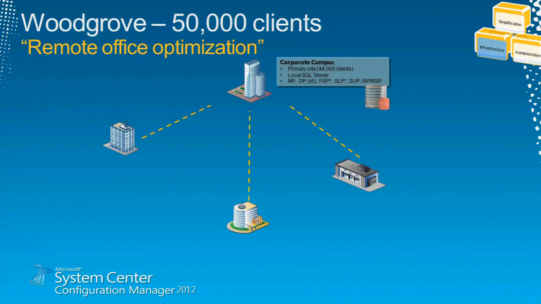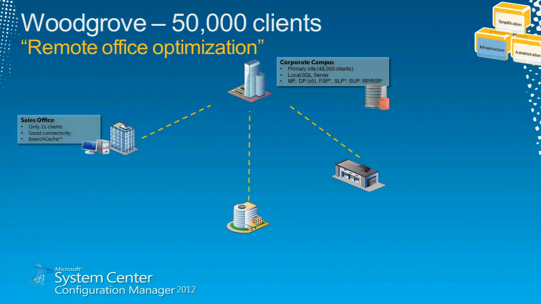That may be not enough for you, maybe too many for you. We're still working on scalability numbers. Fallback status points, server locator point, software update point, and reporting services point. We no longer have a reporting point. Reporting points go away. We only have reporting services point, which are SRS based. So anyway, a standalone primary site up there with all the roles necessary.